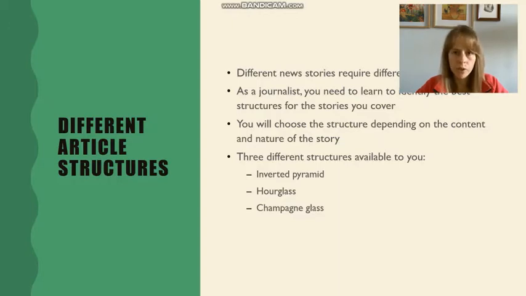Okay, so there are 3 that you're going to deal with in first year, and the first one is the inverted pyramid structure, which we've already spoken about a little bit in class. The second one is the hourglass structure, and the third is the champagne glass structure. Alright, so we're going to go through these 3 today, and then I'm going to get you to think about them and do an activity on them.